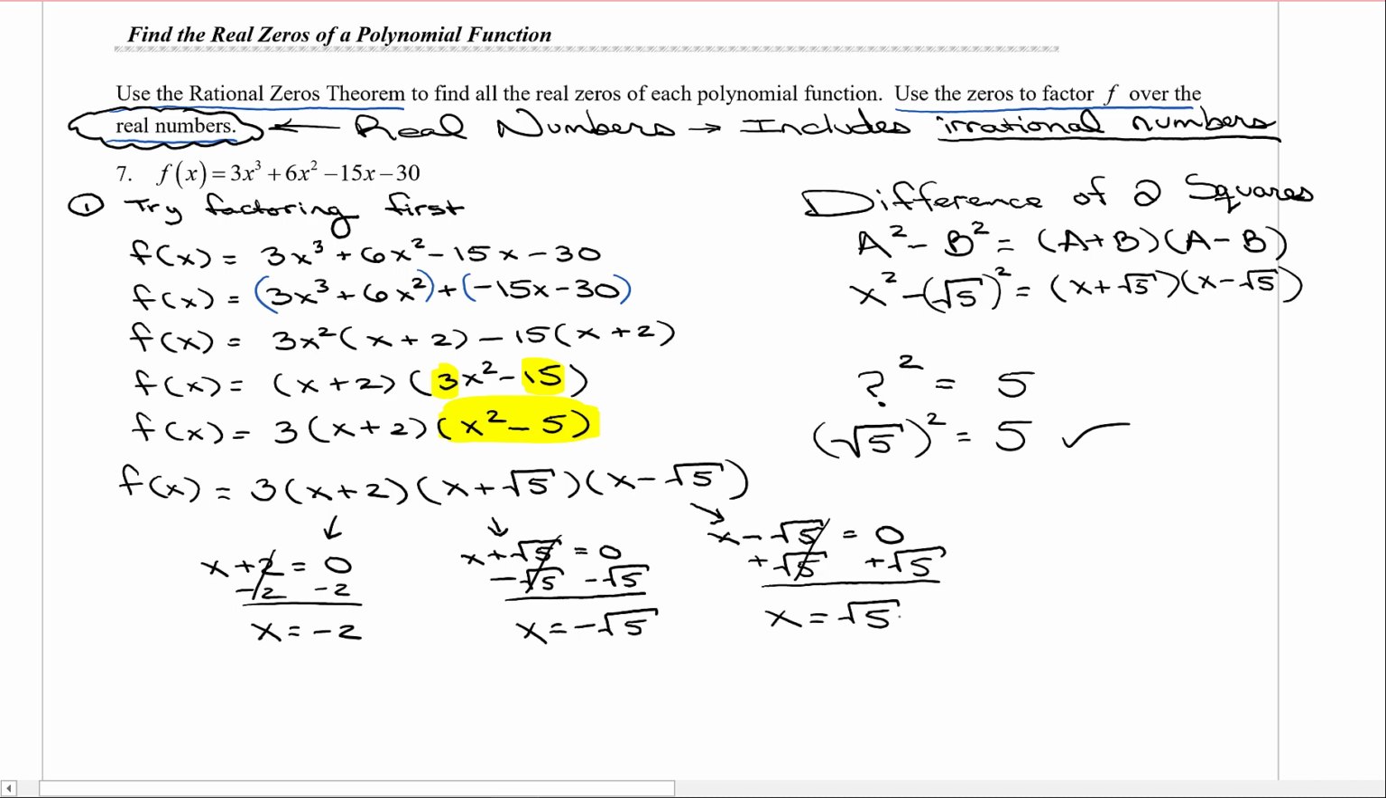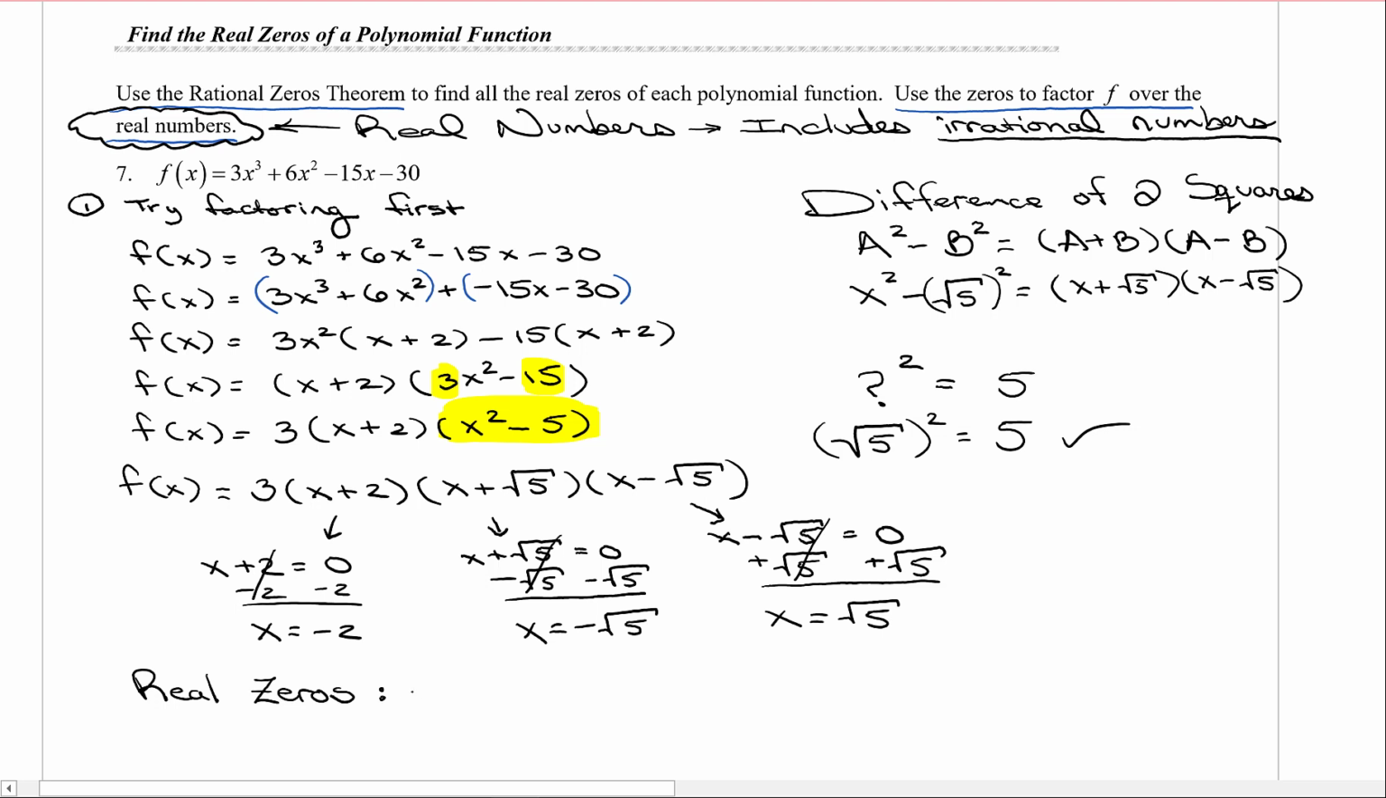So now that I got my zeros here, I technically have found what they were asking for, right? They said, find all the real zeros of the polynomial function, and use the zeros to factor f over the real numbers. I actually have factored f, and I have found all of my real zeros. Isn't that cool? Let's write out our answer.